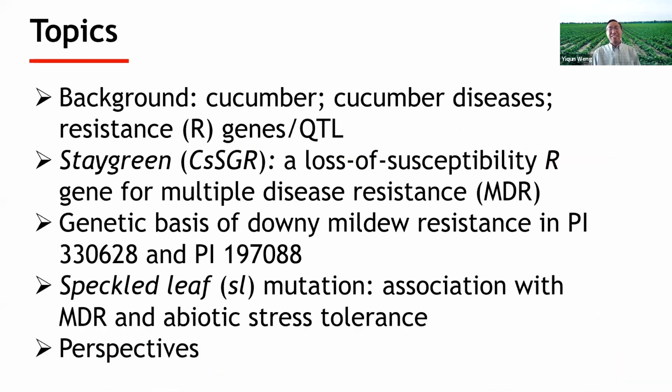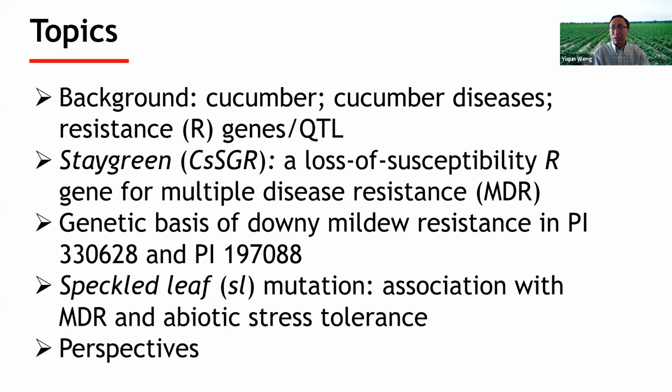So because many of you are not working on cucumber, I will first give a quick, brief introduction about cucumber, cucumber diseases, and the molecular mapping of resistances. And then I will give 3 examples, which were primarily from my lab. First, I will talk about the staggering gene, in which a mutation confers multiple disease resistance, MDR.